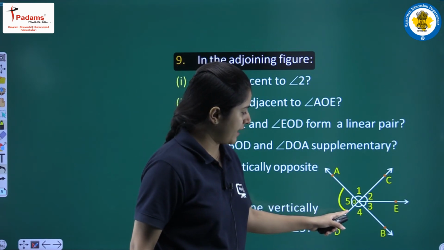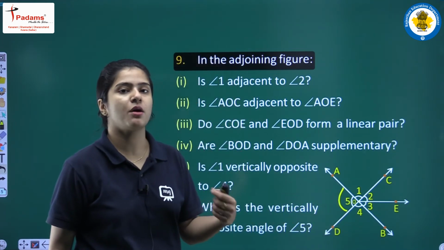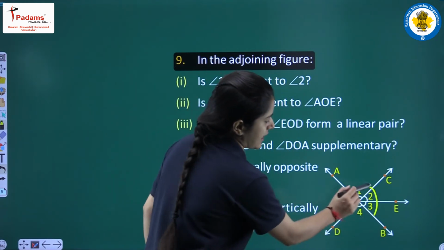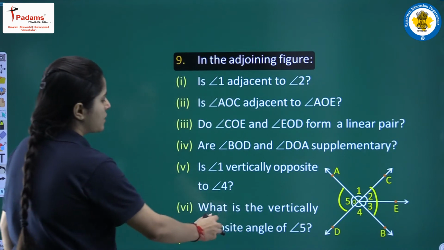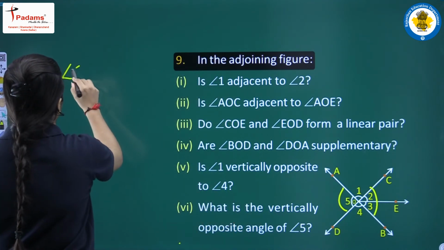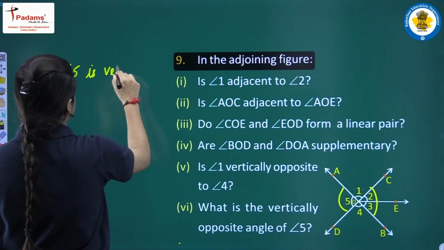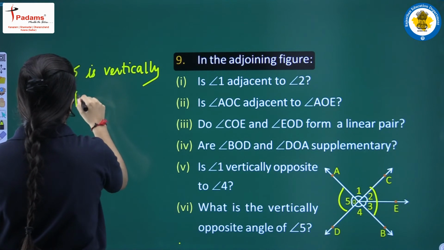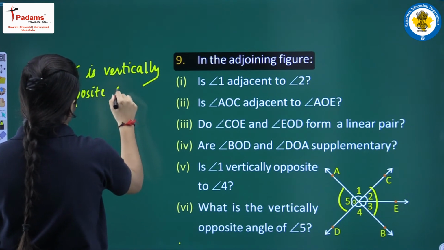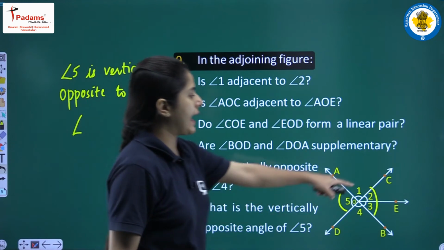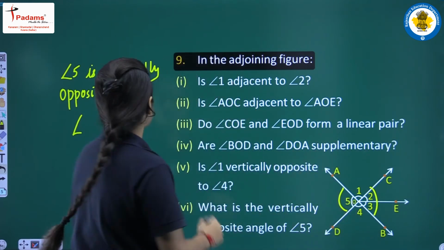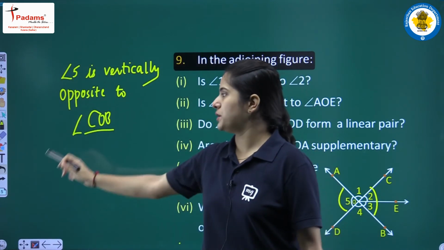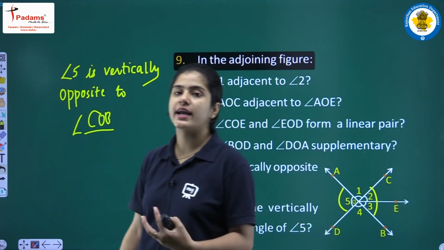If this is angle 5, then what is the vertically opposite angle of this angle? It will be this angle. So, what is the vertically opposite angle of angle 5? Angle 5 is vertically opposite to angle, which angle, students? Angle COB. So, it is vertically opposite to angle COB. Have a look, COB. Now, students will be looking at another question.